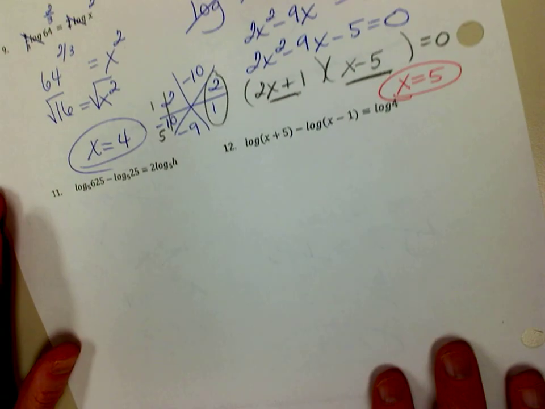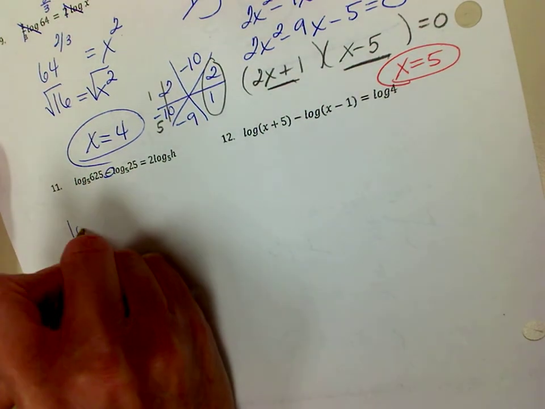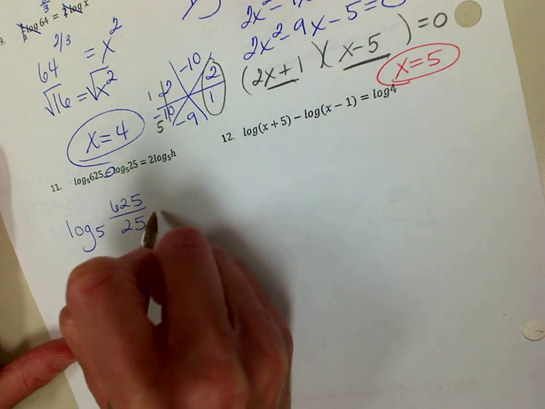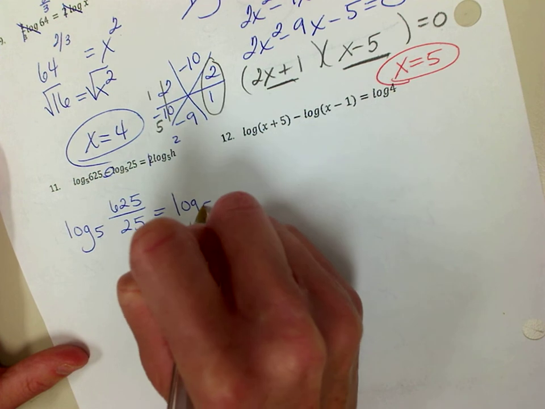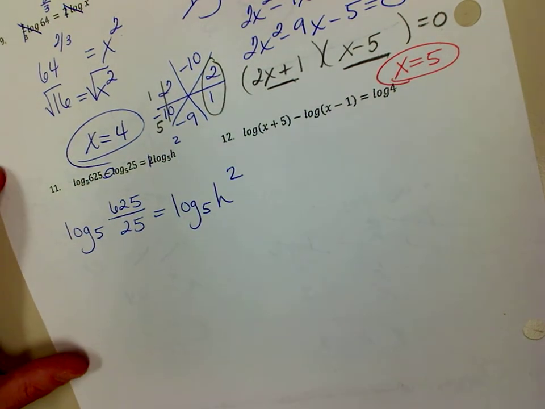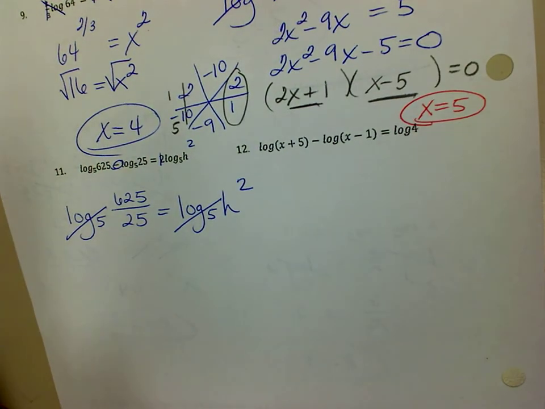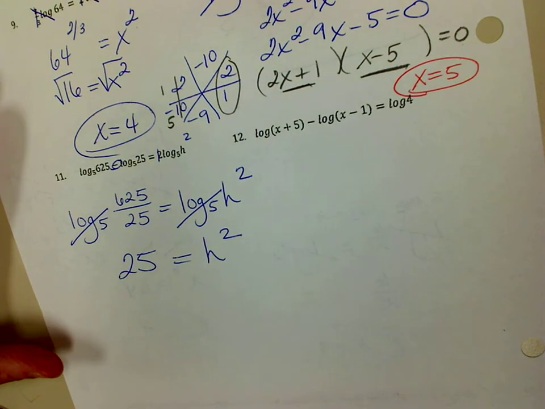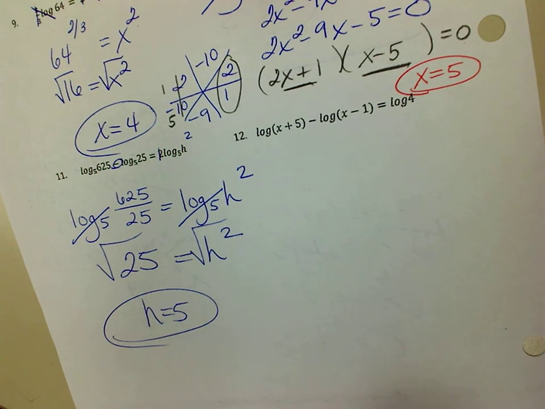Okay, 11 and 12. All right, so again, this means to divide. So 625 divided by 25. That's an exponent, and that becomes log base 5 of h squared. Okay, now that each side is condensed, the logs cancel out. Let's see, with my calculator, 625 divided by 25 is 25 equals h squared. And then I just take the square root and get 5. 5 is my answer to that one.